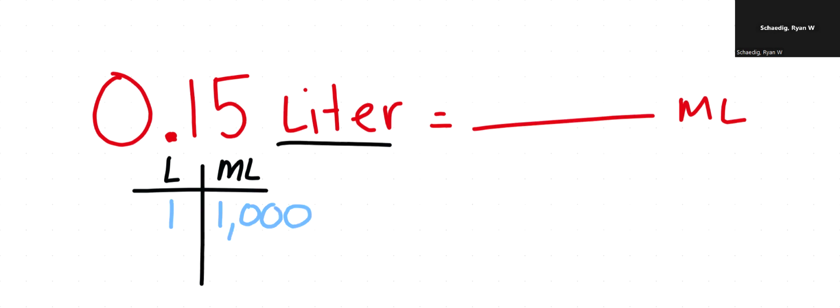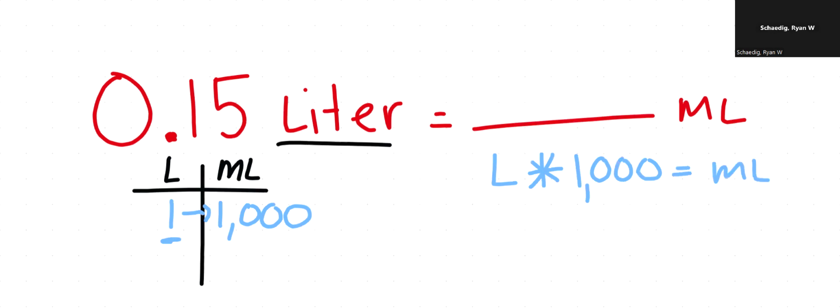Okay, so now when thinking about the rule itself, again, I'm starting with L for liters, and I'm going from 1 to 1,000. So that number is getting larger, so that must mean I'm multiplying. And then again, because it's 1, the identity property of multiplication states this has got to be 1,000, and that's going to equal my milliliters. So really, I'm just multiplying my liters times 1,000 to get any amount of milliliters.